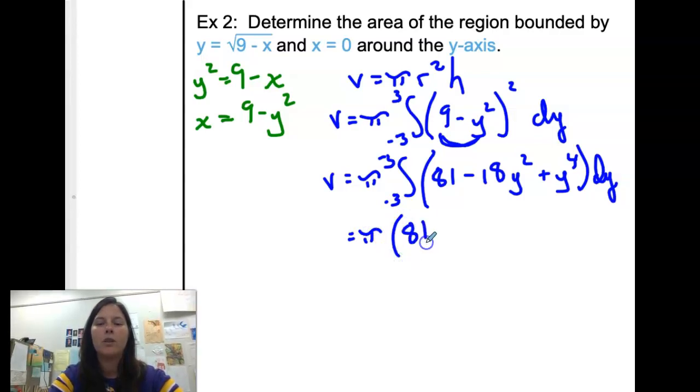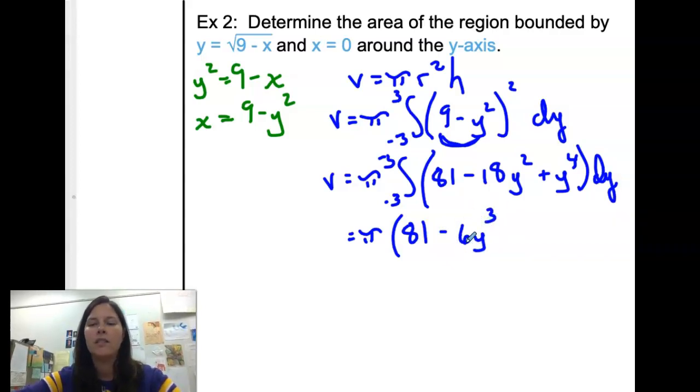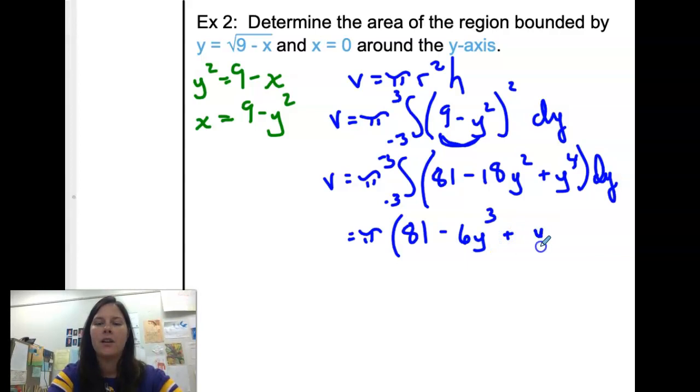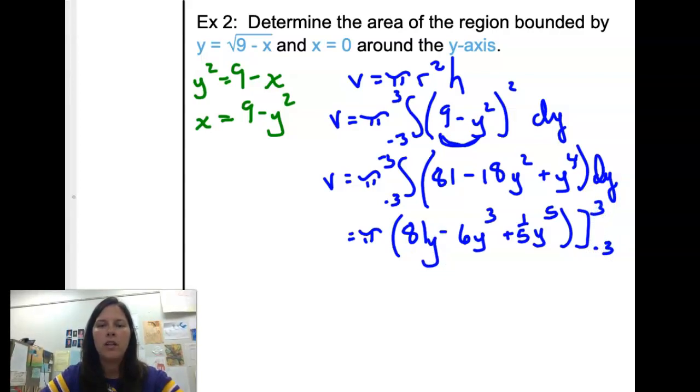Integrating 81 with respect to y, adding 1 to the power, 18 divided by 3 gives us 6, and then adding 1 to the power and multiplying by the reciprocal, using those bounds of -3 to 3. Lost my y. I don't know if I didn't write it or if it didn't show up. All right.